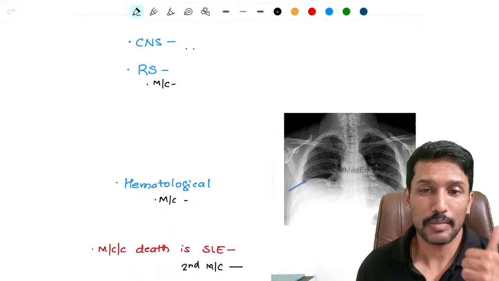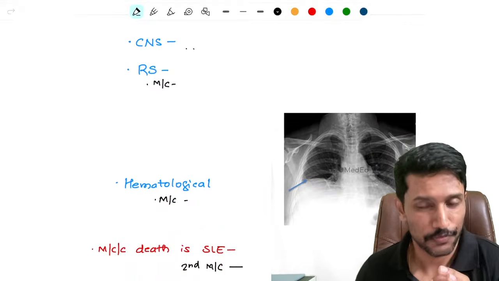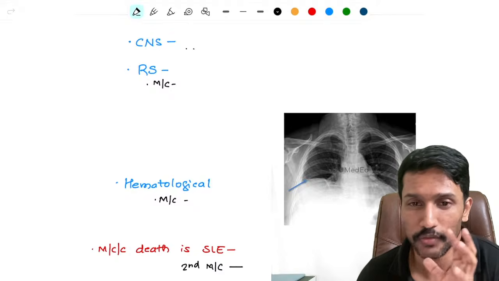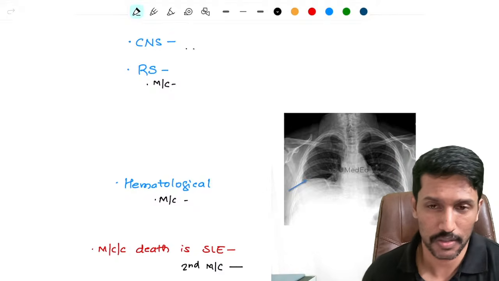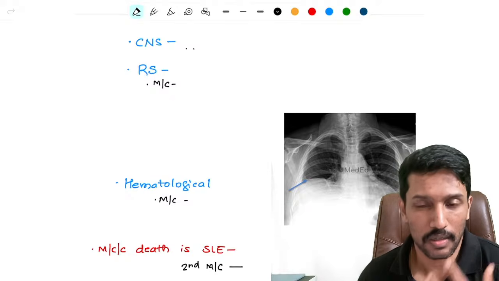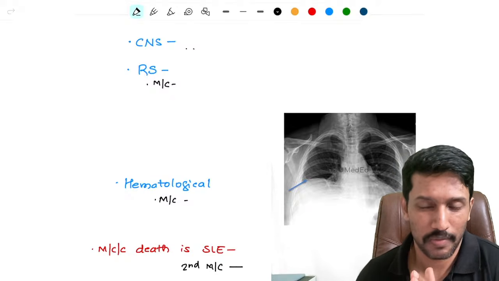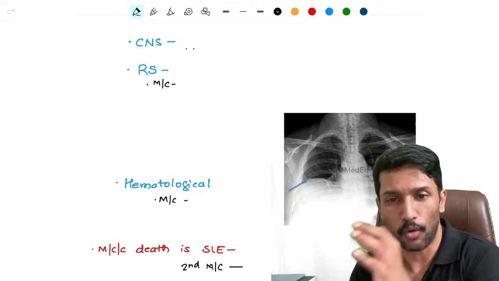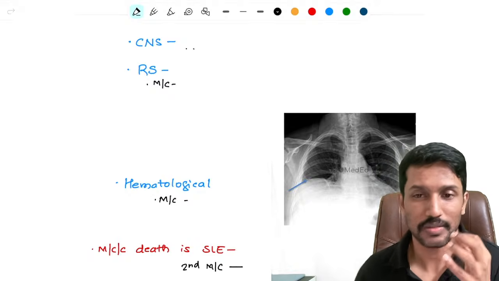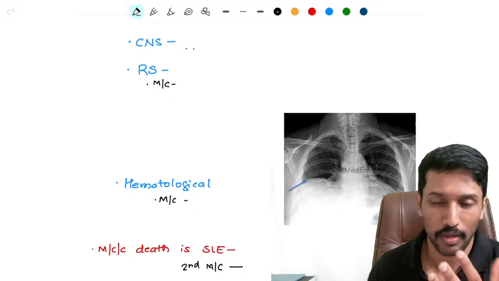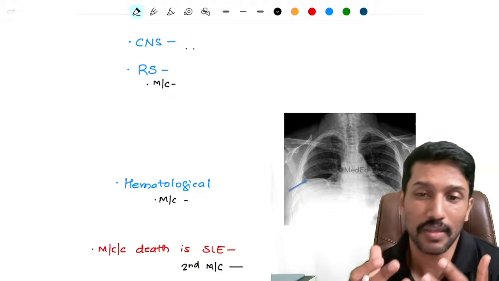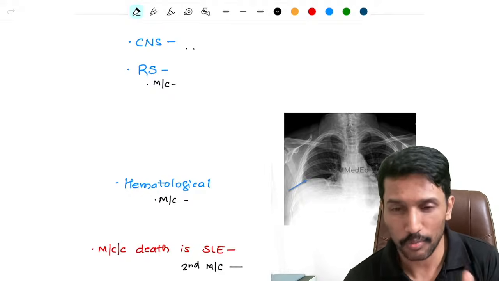Okay. So in terms of constitutional symptoms, the most common is fever. In terms of skin manifestations, butterfly or malar rash with photosensitivity is the most common manifestation. In terms of musculoskeletal involvement, the most common manifestation is polyarthralgia, maybe eventually polyarthritis. And when arthritis happens, it affects small joints of the upper limb more than the small joints of the lower limb. Large joints are relatively less commonly affected, just like rheumatoid arthritis.